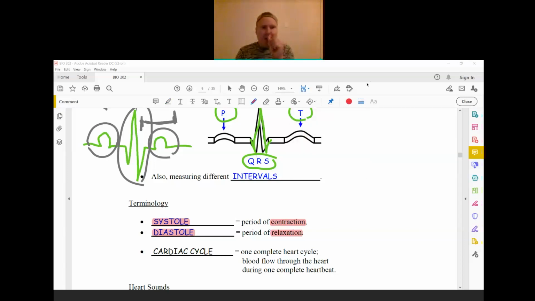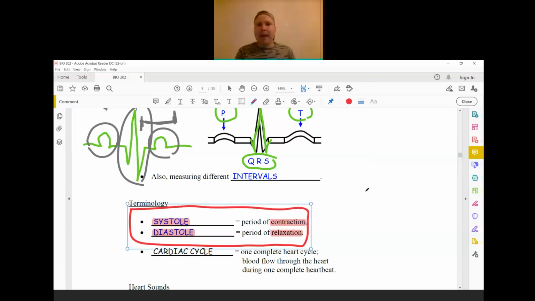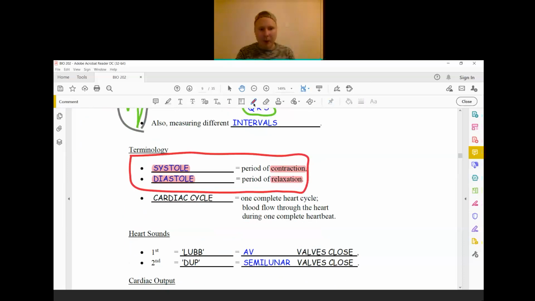A single cardiac cycle is one complete heart cycle covering all of these events that we have looked at. Next, we can hear heart sounds when we listen to the heart with a stethoscope. These heart sounds tell us about how well the heart valves are working. The first heart sound that we end up hearing is often described as this lub sound, and it tells us that our AV valves have now closed. When these valves slam closed, they actually make this sound that we can hear.